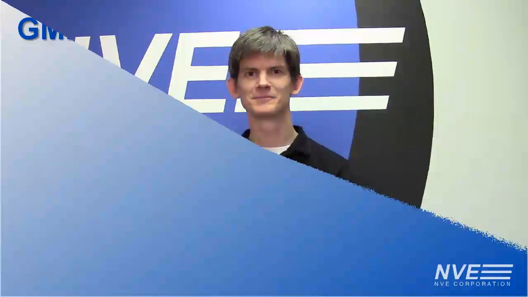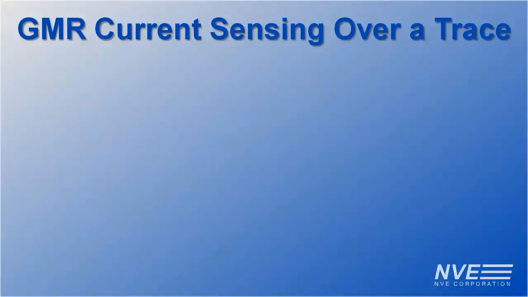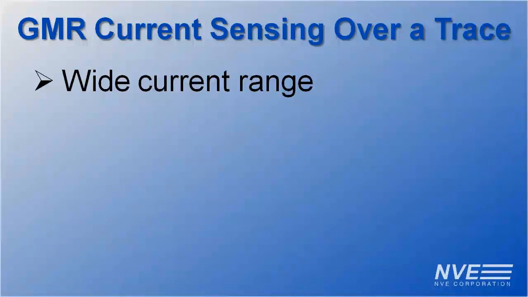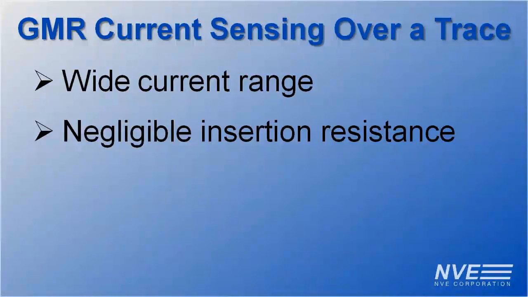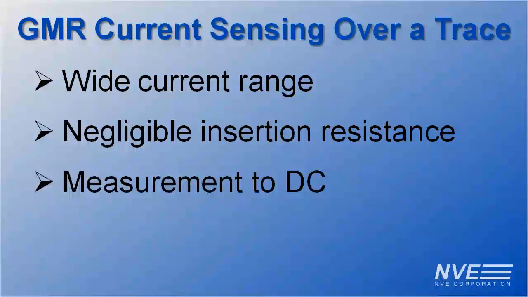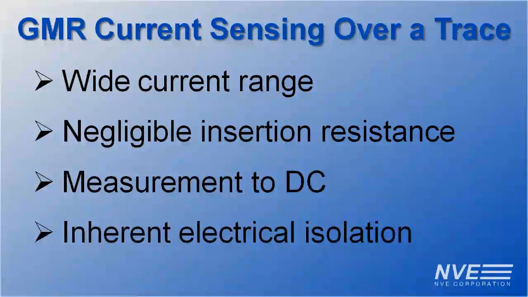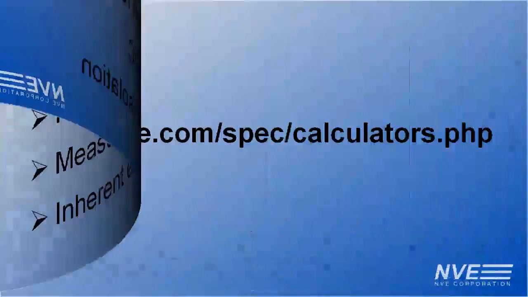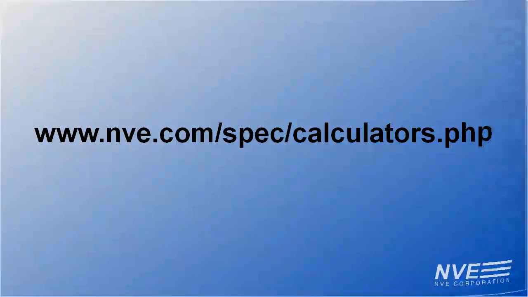So to sum up, this app makes it easy to design non-contact current sensing. The advantages of this type of sensing are a wide current range, negligible insertion resistance, measurement down to DC, and inherent electrical isolation.